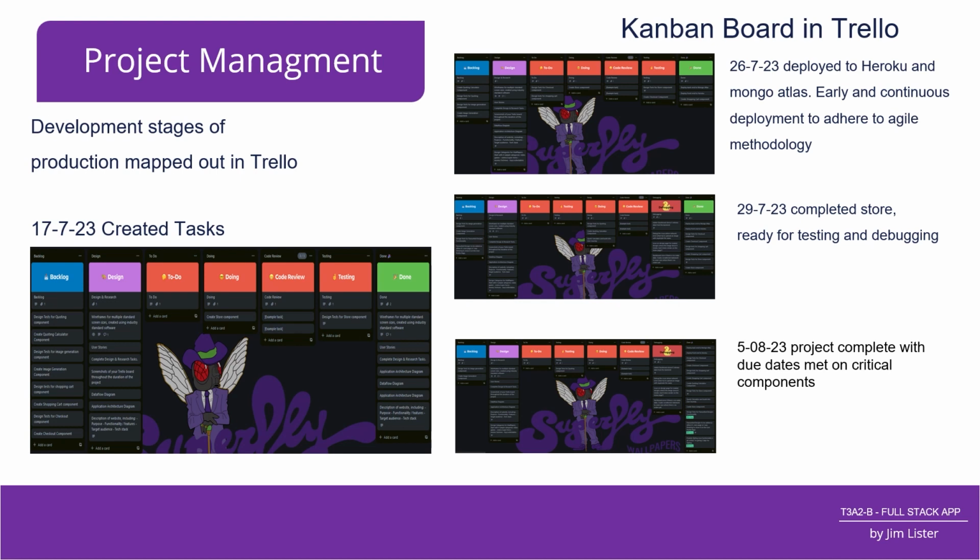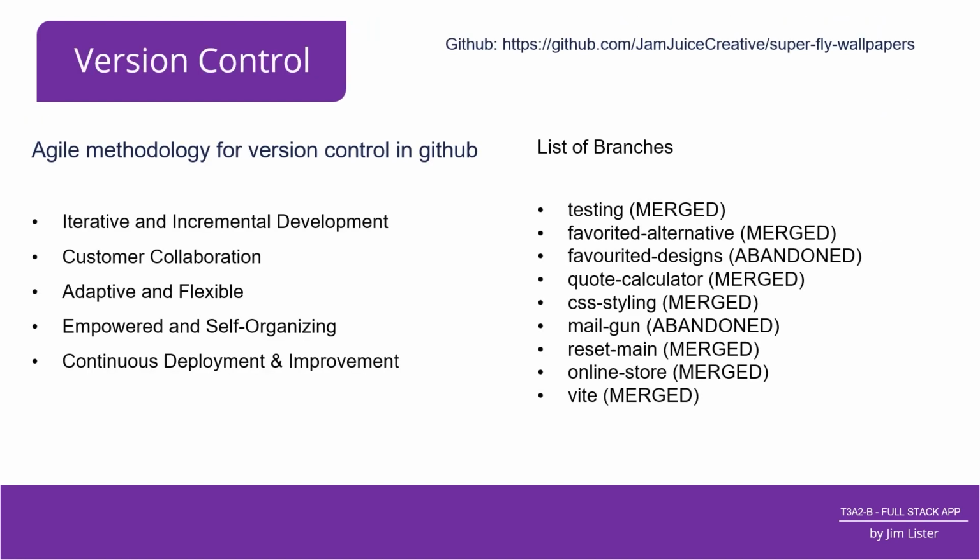I deployed early to Heroku and Mongo Atlas as to employ continuous deployment throughout production to adhere to Agile methodology. As you can see in my GitHub repo, I tried to stick with the Agile methodology principles of iterating and incremental development, customer collaboration, adaptiveness and flexibility, empowering and self-organizing, and continuous deployment and improvement. I have a whole list of merge branches as well as some of the components I worked on but didn't include in the final iteration.